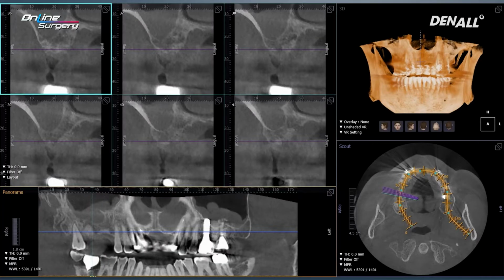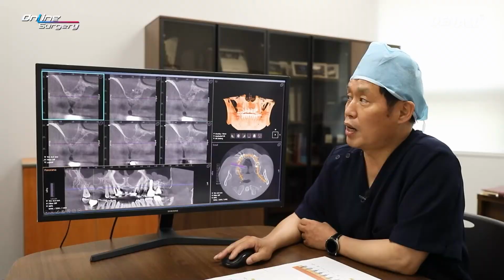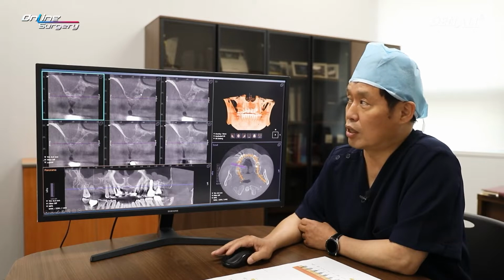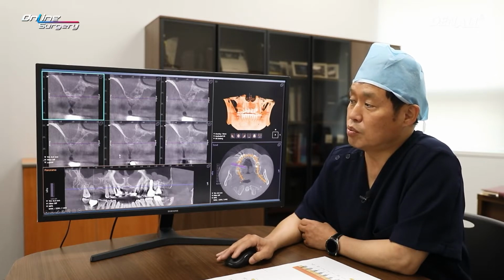However, if you look at the palatal side, there's quite a lot of residual bone. On the buccal side, it's resorbed. However, on the palatal side, there's sufficient bone. Therefore, if you place it here, you don't need to touch upon the sinus on CT or on the panoramic image.